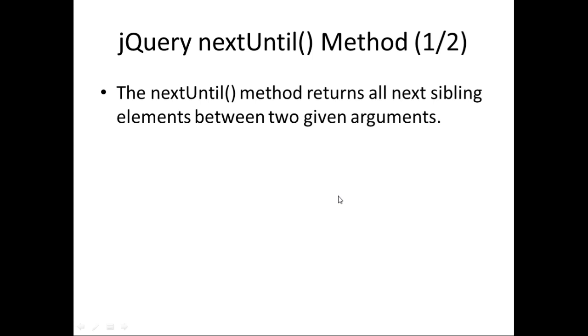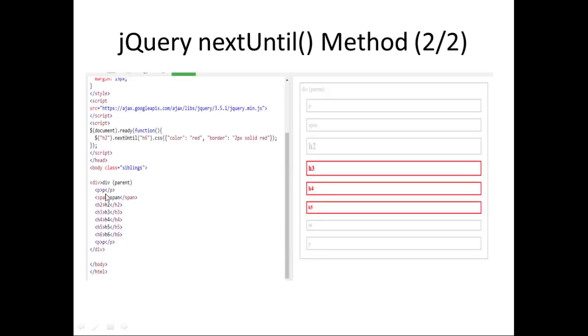We also have the nextUntil. The nextUntil method returns all next sibling elements between two given arguments. So that's a range. So here we have the division with the paragraph, span, H2, H3, H4, H5, H6, and another paragraph. And the selected element is H2, and we use nextUntil H6. So H2 until H6. So everything inside that range from H2 to H6 will be selected. So these are H3, H4, and H5. So the output will be something like this. H3, H4, and H5 are colored red and with border red.